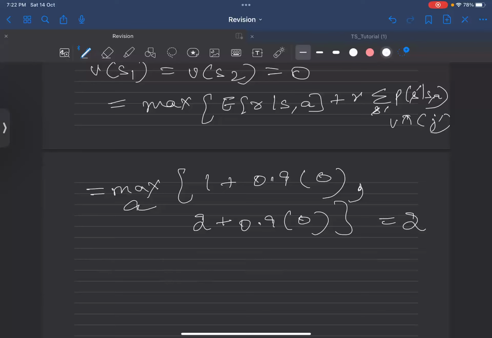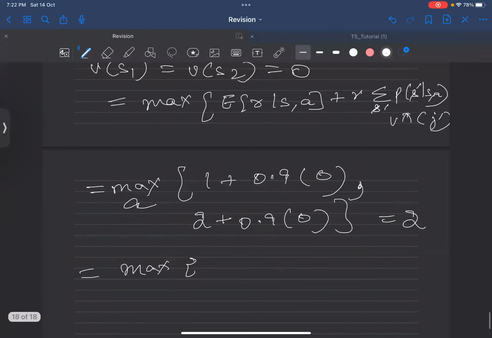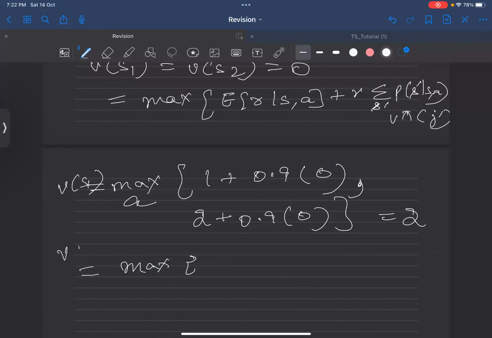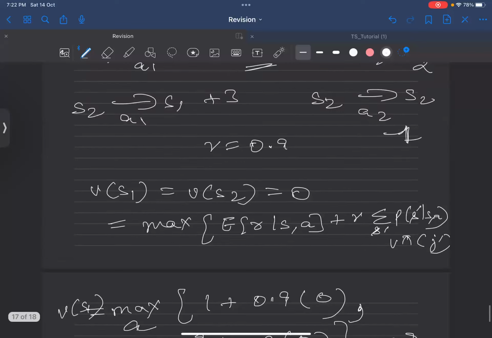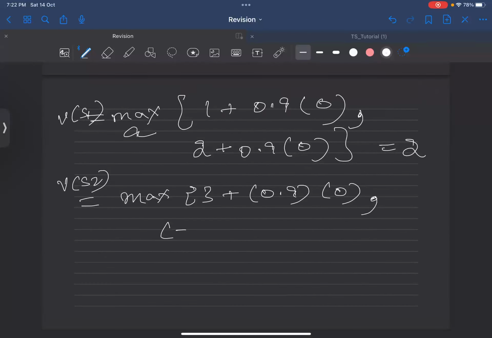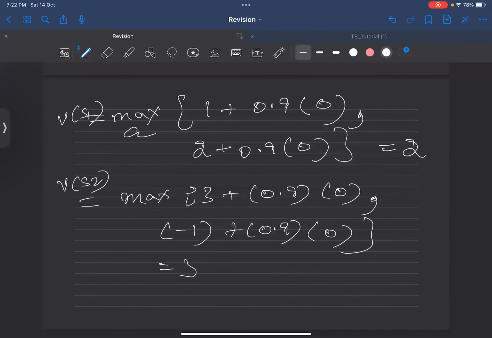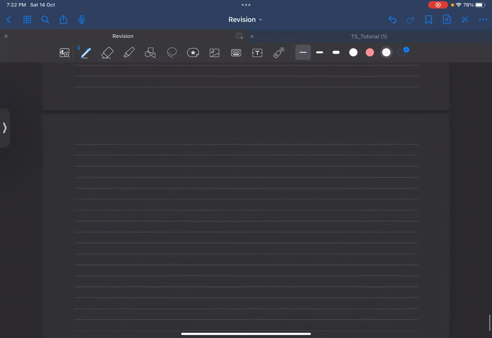Okay, now let's proceed fast. I will do just one iteration because of the time. V of S1 is 2 and V of S2 is 3, calculated as 3 plus 0.9. This is how I calculate it. Again, I will do the value iteration. Coming to the policy iteration.